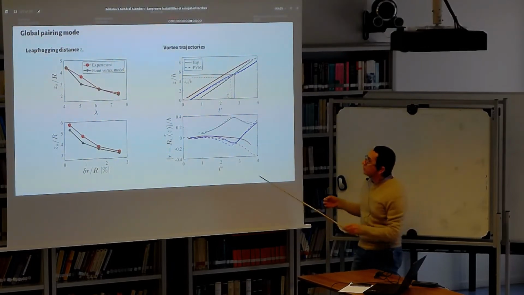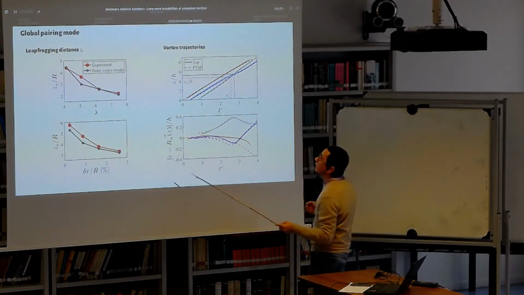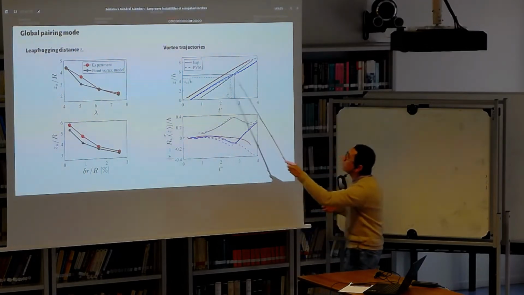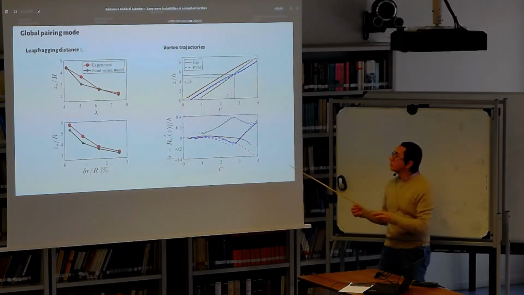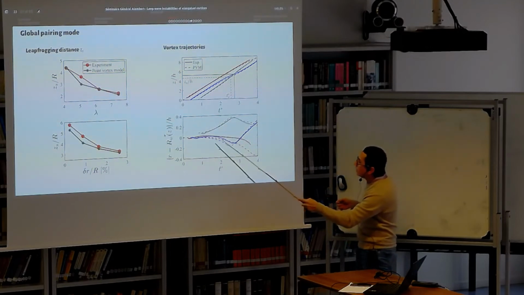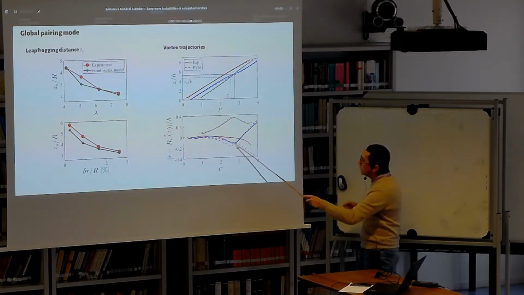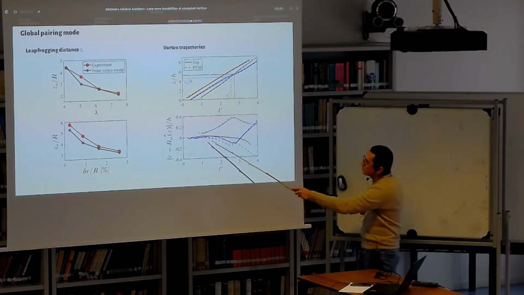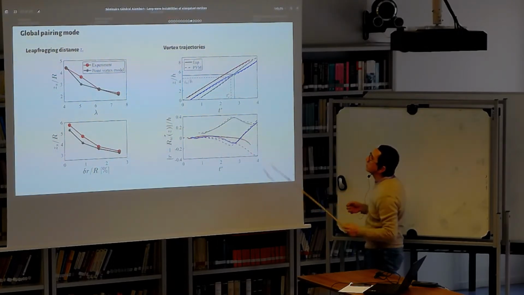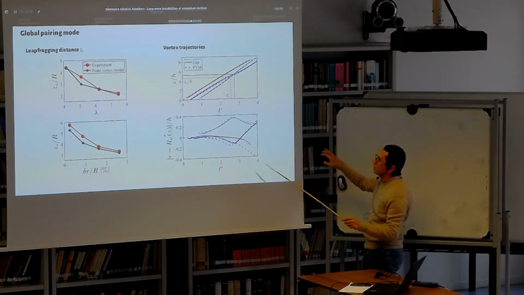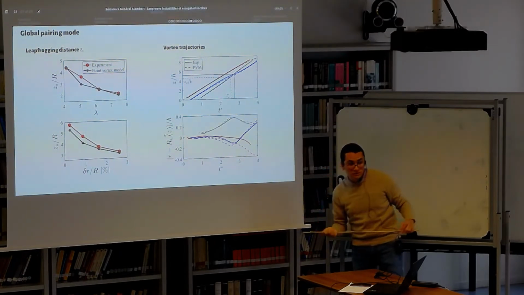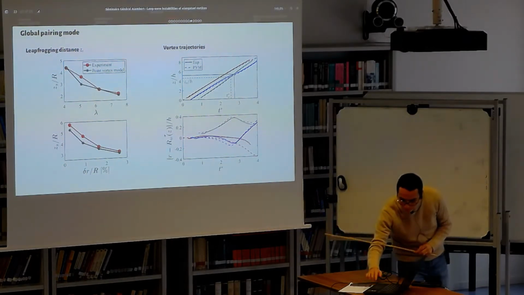Okay, so this concerns the leapfrogging distance, but it also applies to the trajectories of the vortices themselves. Here we have the trajectories of the model in continuous lines and the trajectories from the experiment in dashed lines, and you can see how they actually follow one another. We have a rather decent agreement.